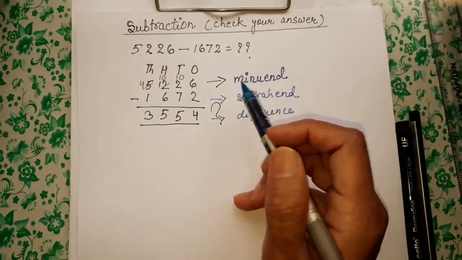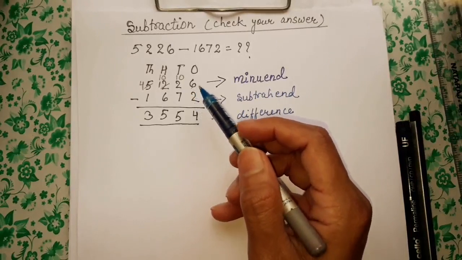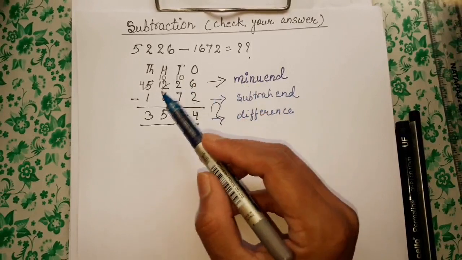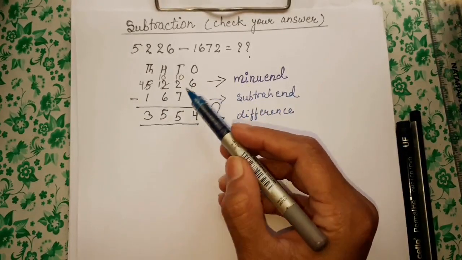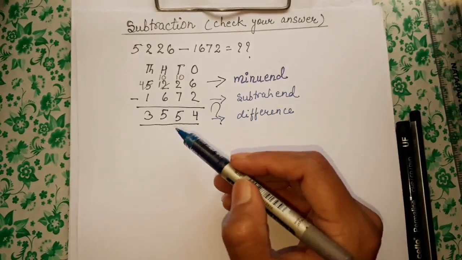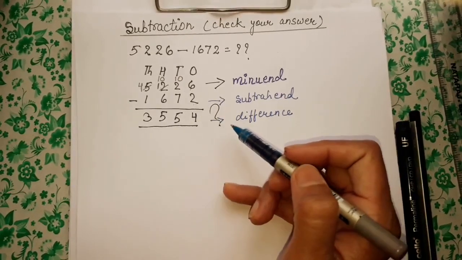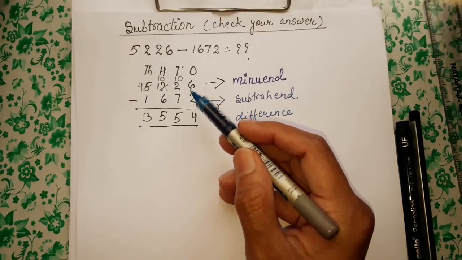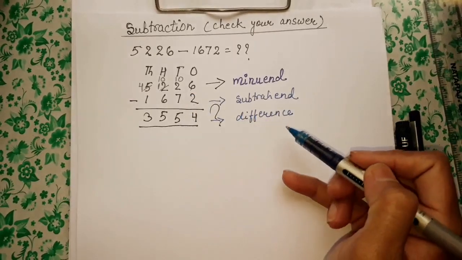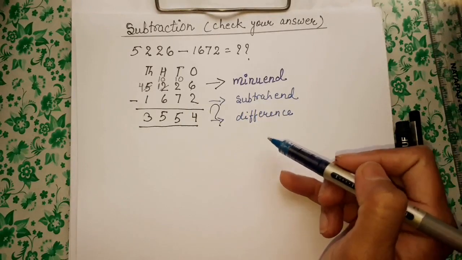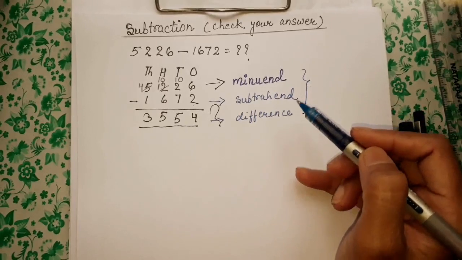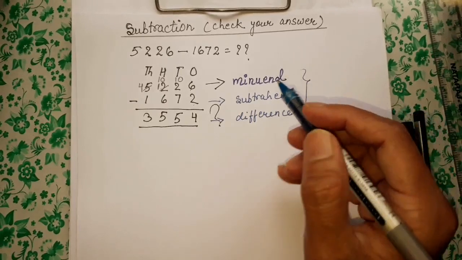minuend क्या होता है? वह बड़ा नंबर होता है जिससे कि हम छोटे नंबर को घटाते हैं. subtrahend क्या होता है? वह छोटा नंबर होता है जिसे कि हम घटाते हैं. और difference क्या होता है? 2 नंबरों को घटाने के बाद जो हमें रिजल्ट मिलता है, उसे हम क्या कहते हैं? डिफरेंस. Now we use these terms for our checking of answer.